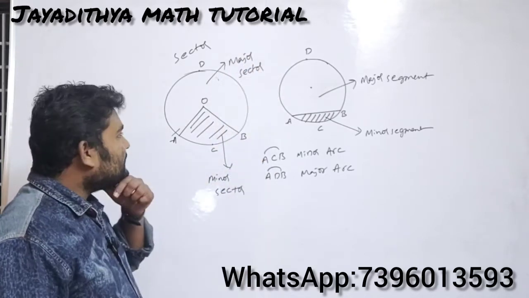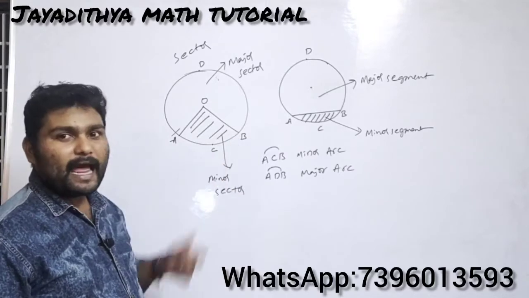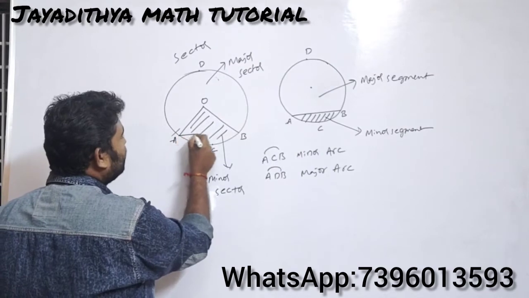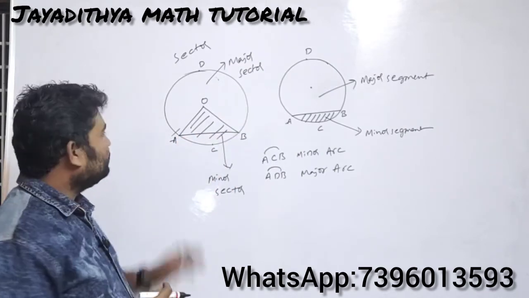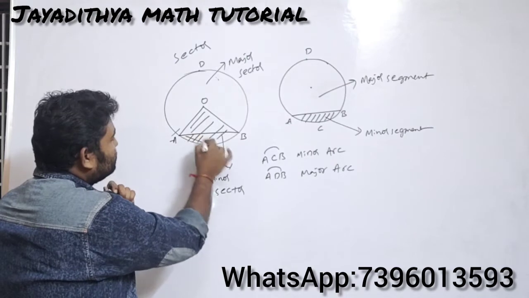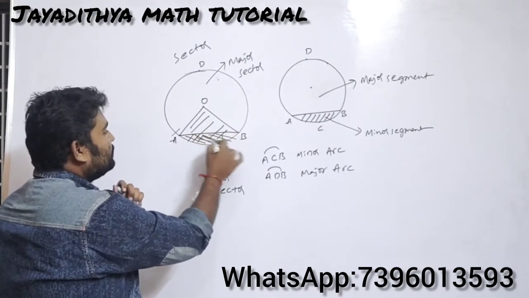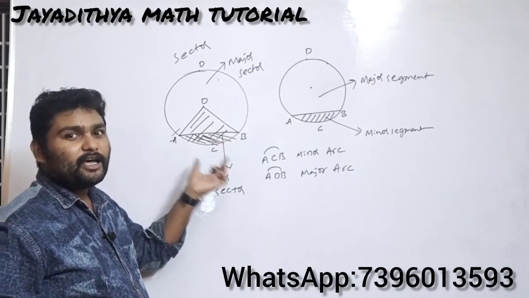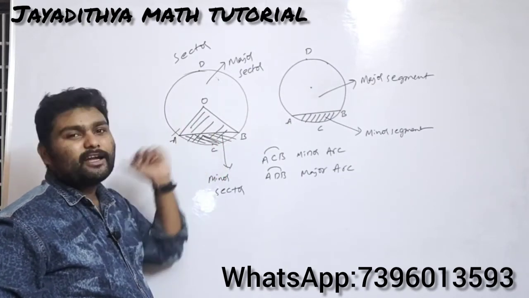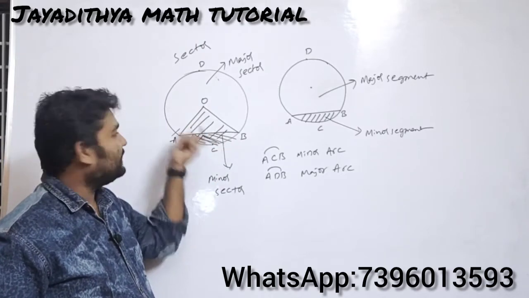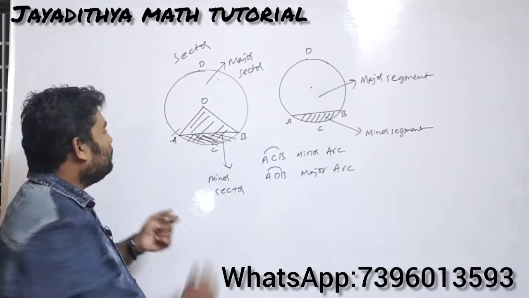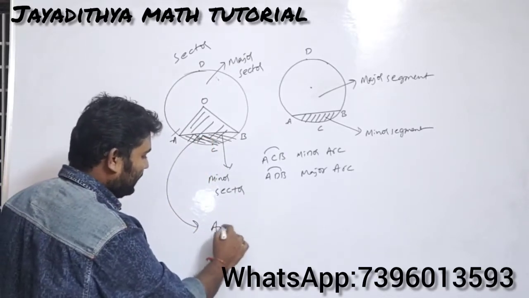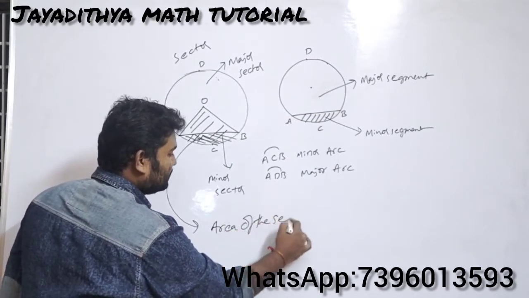Okay, so these are the basic things about segment and sector. If you observe both the cases, if I draw a chord AB, you can observe the segment. Let me shade like this. Now this shaded part is nothing but the segment. So you can observe that the segment is part of the sector. In the sector only you have the segment. Here most of the problems will be dealing with how to find the area of the segment.